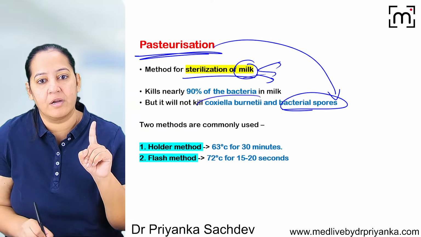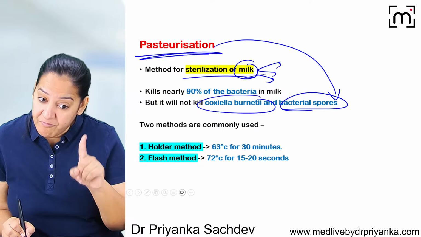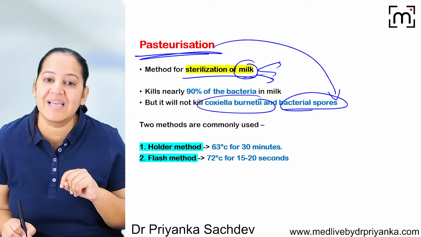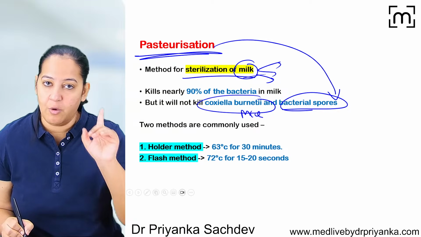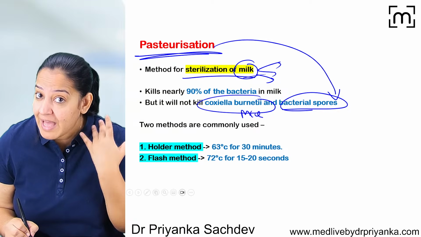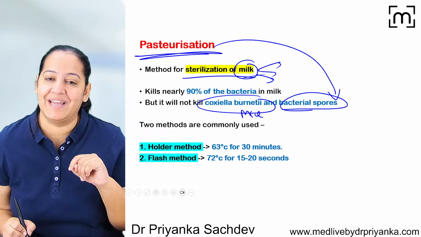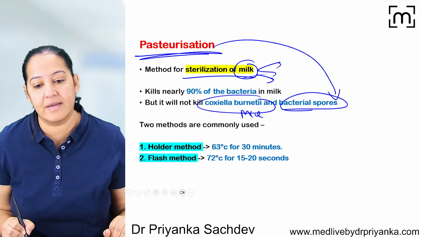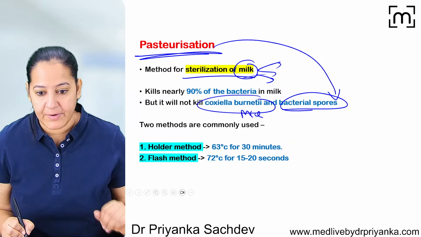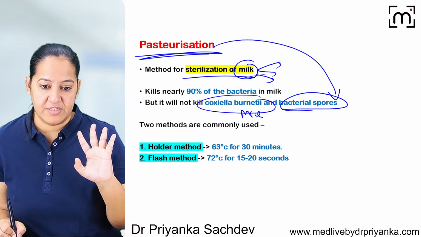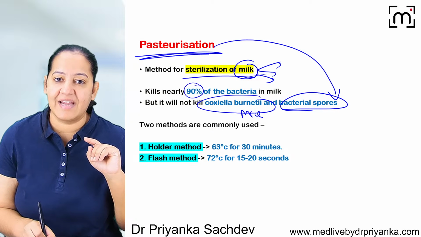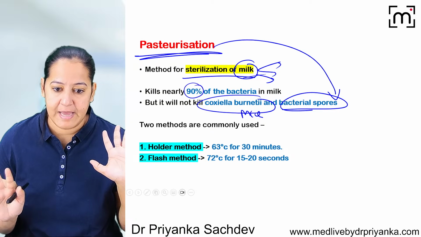And one bacteria is not killed. All other bacteria are killed except one. The name of that bacteria is Coxiella burnetii. It's also an MCQ in your exam. So pasteurization does not kill one bacteria; name that: Coxiella burnetii. It is not at all killed in pasteurization. Got it? Number 1. And number 2, spores. None of the spores is killed by pasteurization. So basically, pasteurization kills 90% of the bacteria, not 100%.